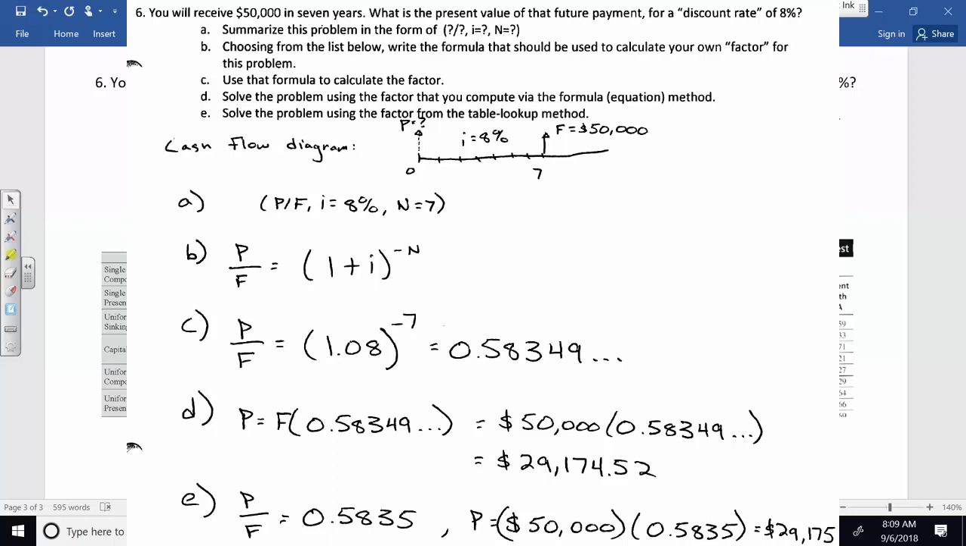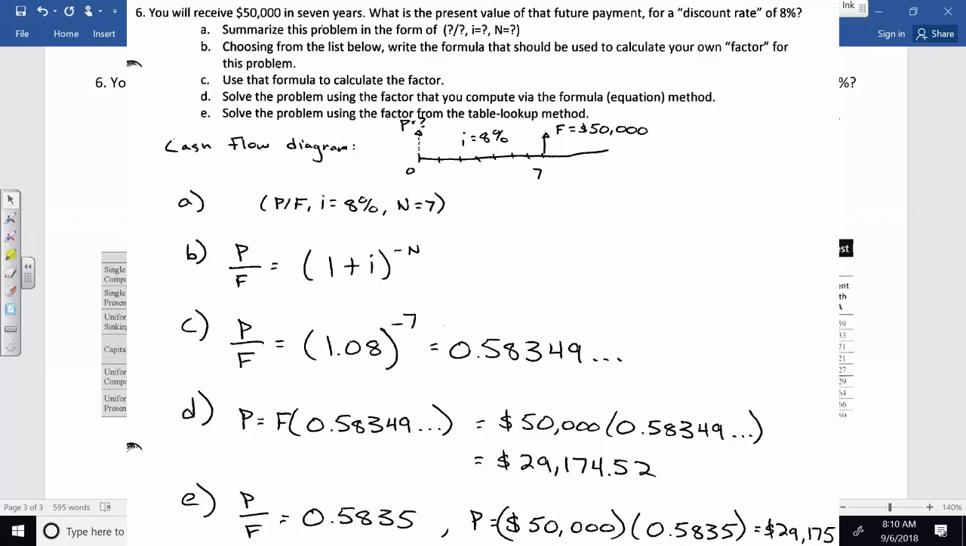Okay. So what we should get is 0.58349, and it continues. Did anybody else get the same value, 0.58349 and so on? All right. So we got the factor that way. D, solve the problem using the factor you computed. And we're calling this the equation method, when we calculate our own factor with i, with n, and then taking into account which of these symbol combinations gives us the right formula.